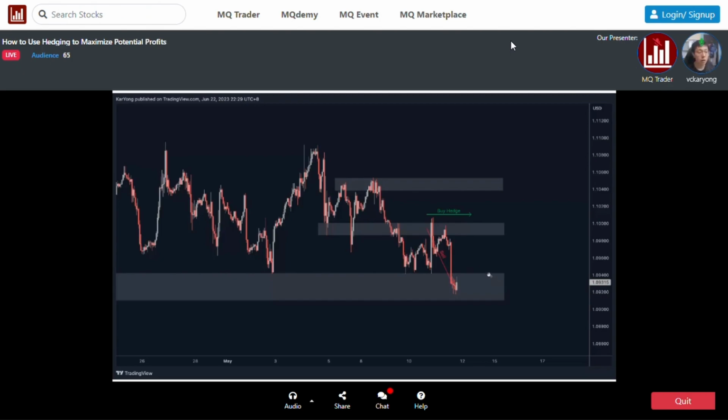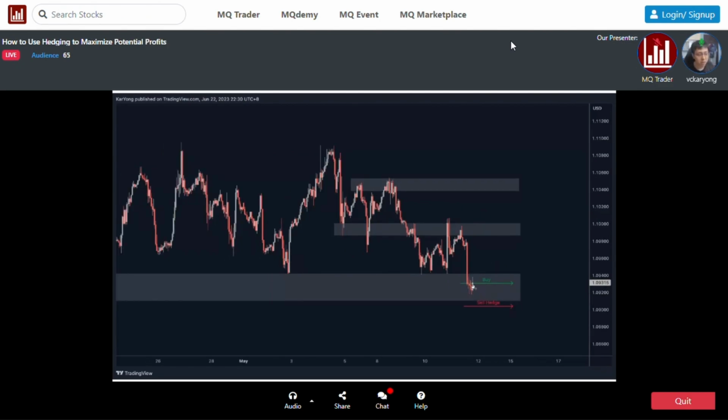Okay, now let me give you some examples. What if the trade doesn't play out? So same thing, support we buy, sell hedge below, right? Instead of a stop loss, we put in a hedge position. In the event we buy, it doesn't go up, it comes down, we initiate a sell. Then if that happens, we have a buy and a sell concurrently running.